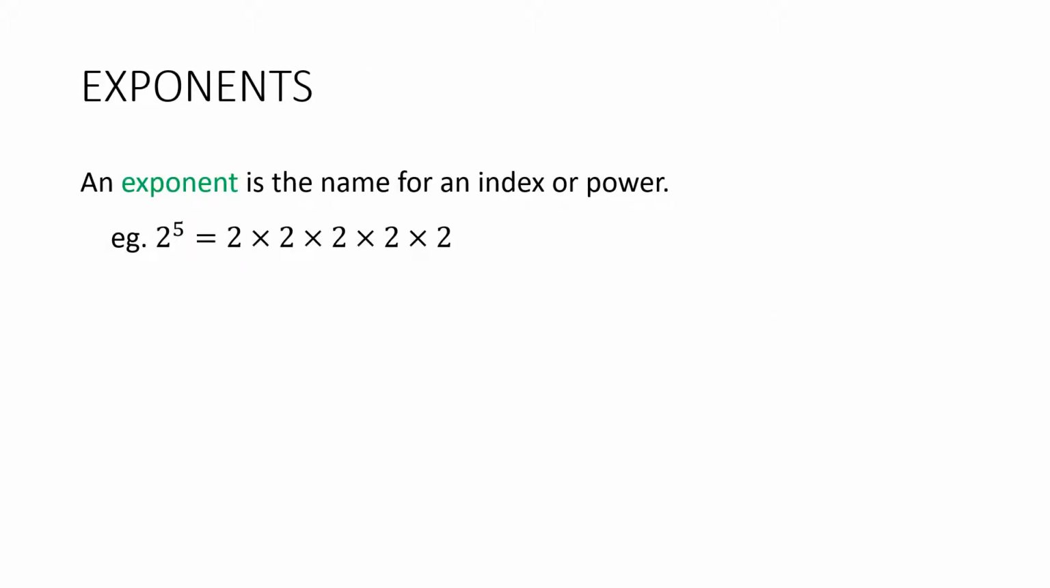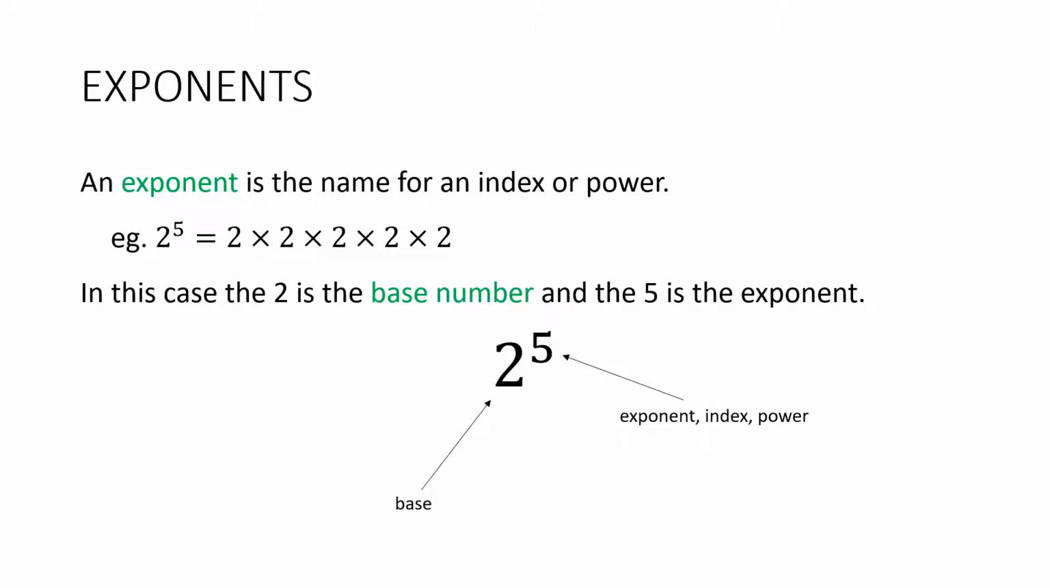So let's begin. An exponent is the name for an index or power. For example, 2 to the power of 5 is a short way of writing 2 times 2 times 2 times 2 times 2. In this case, 2 is called the base number and 5 is the exponent. We've got other words for this exponent. We also call it an index or a power or an order.